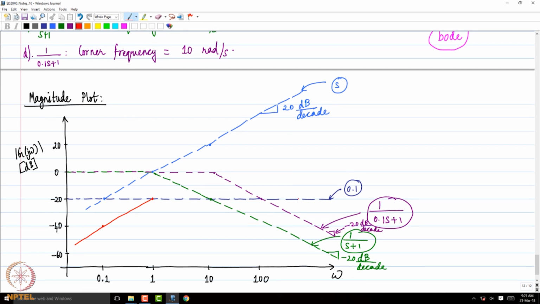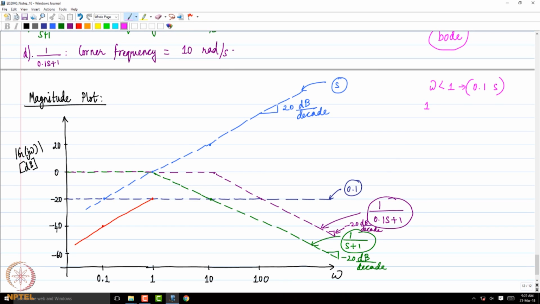Now what happens at 1? At 1, the 1 by s plus 1 term starts contributing a high frequency asymptote with a slope of minus 20 decibels per decade, isn't it? Let me write in pink what I am doing. Till omega less than 1, what I am plotting is 0.1 times s, right, because that is what will contribute to the magnitude plot.